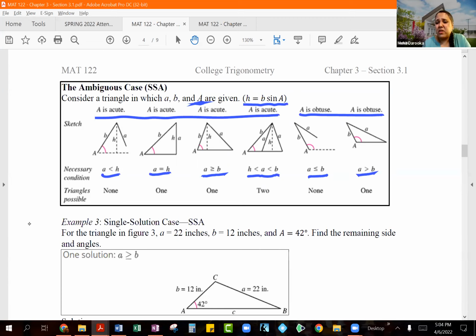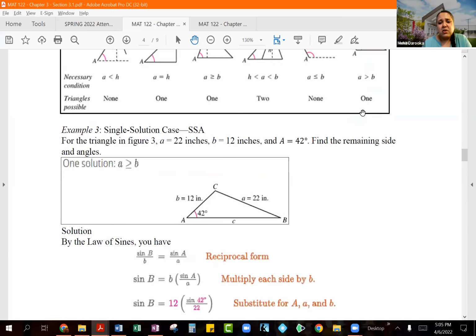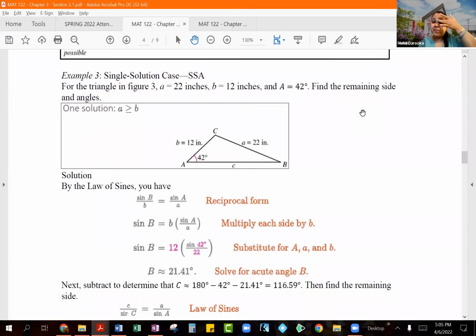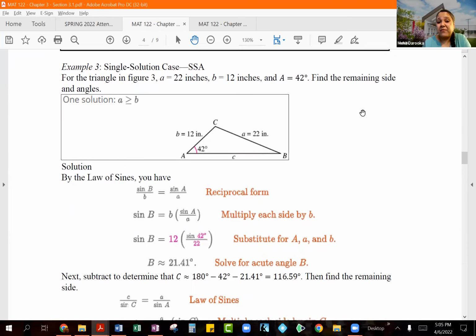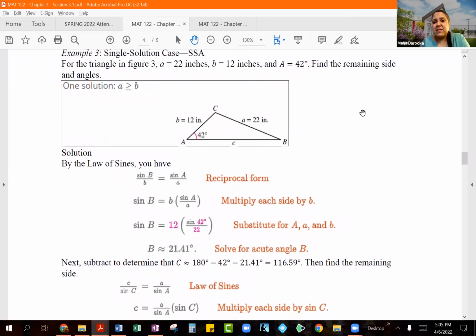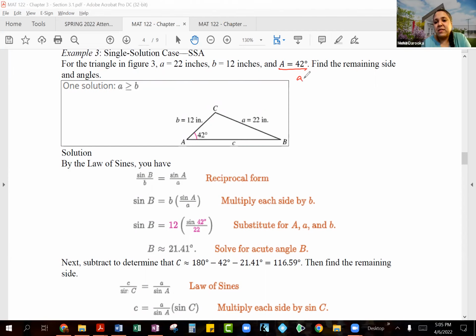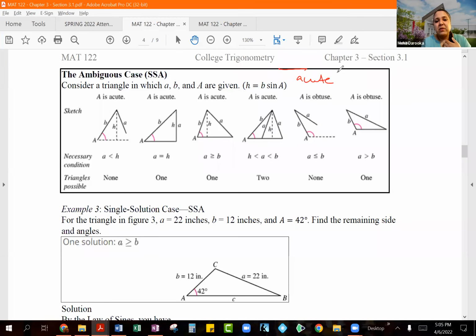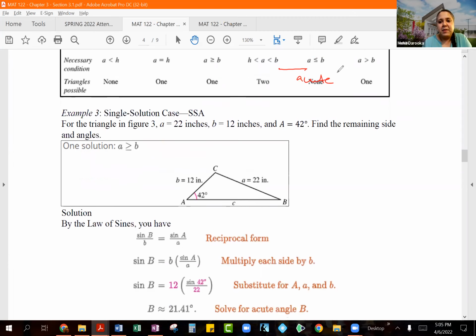Depending on what you end up with, we can come up with answers or we cannot come up with answers for this case over here. So let's take a look at this example. This one is talking about finding one triangle, a single solution. We are given side a as 22 inches, side b is 12 inches, and angle A as 42 degrees. You can see this is an acute angle, so you are looking at these first four cases over here.